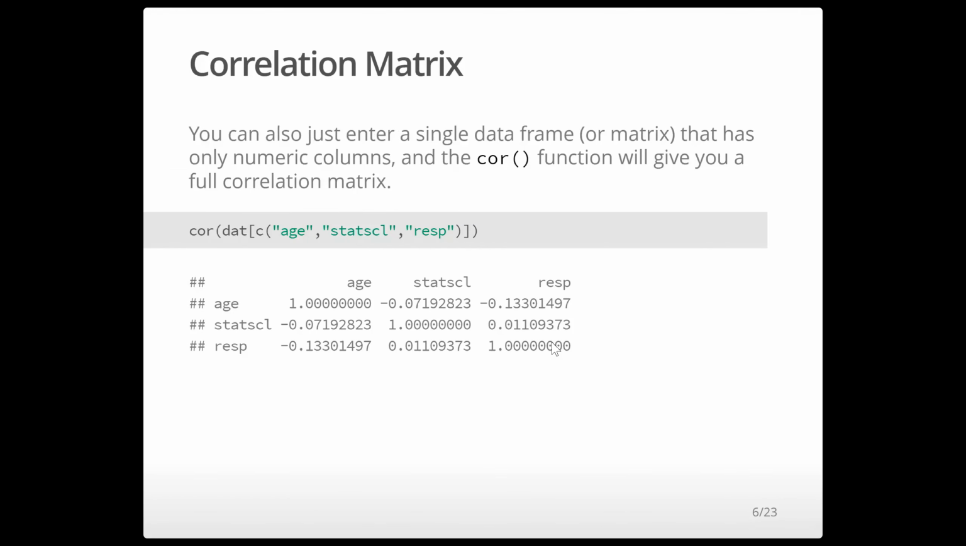You can also get full correlation matrices by calling the cor function on a data frame or matrix, as long as every variable is numeric. So here I'm using the square brackets to just subset the data to these 3 variables. You can always do this with any data set. And so this is a correlation matrix between age, stats classes, and the RESP variable. So you see this outputs a full matrix with 1s along the diagonal, just like any correlation matrix, and then the correlations off the diagonal.